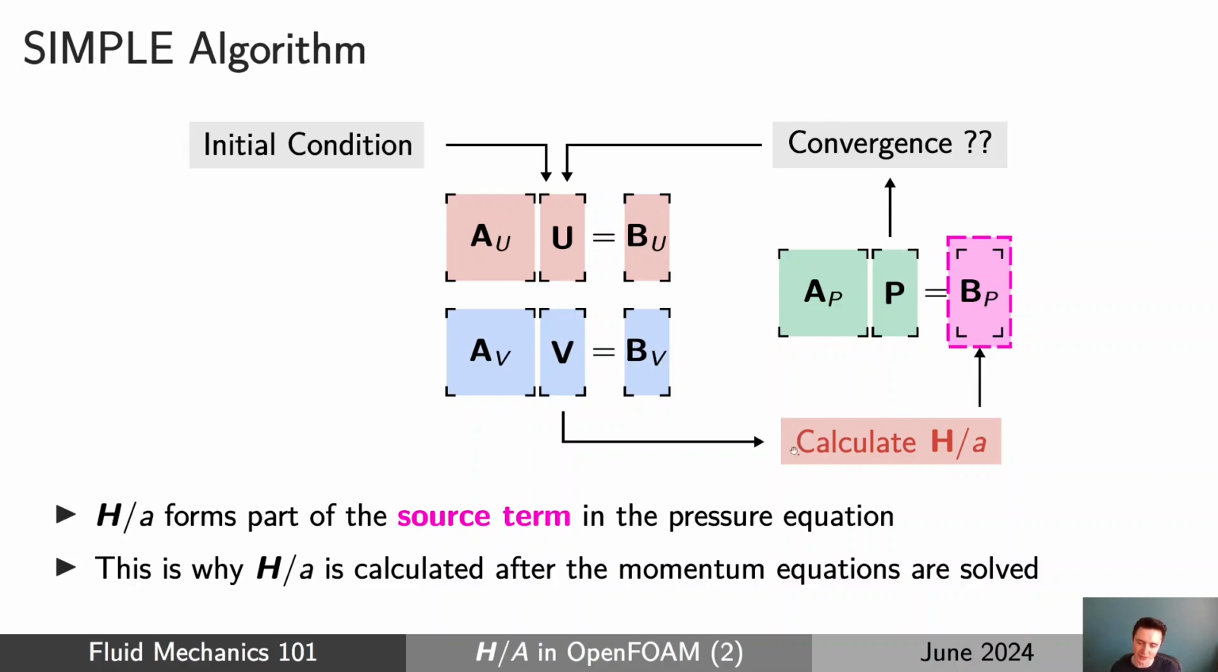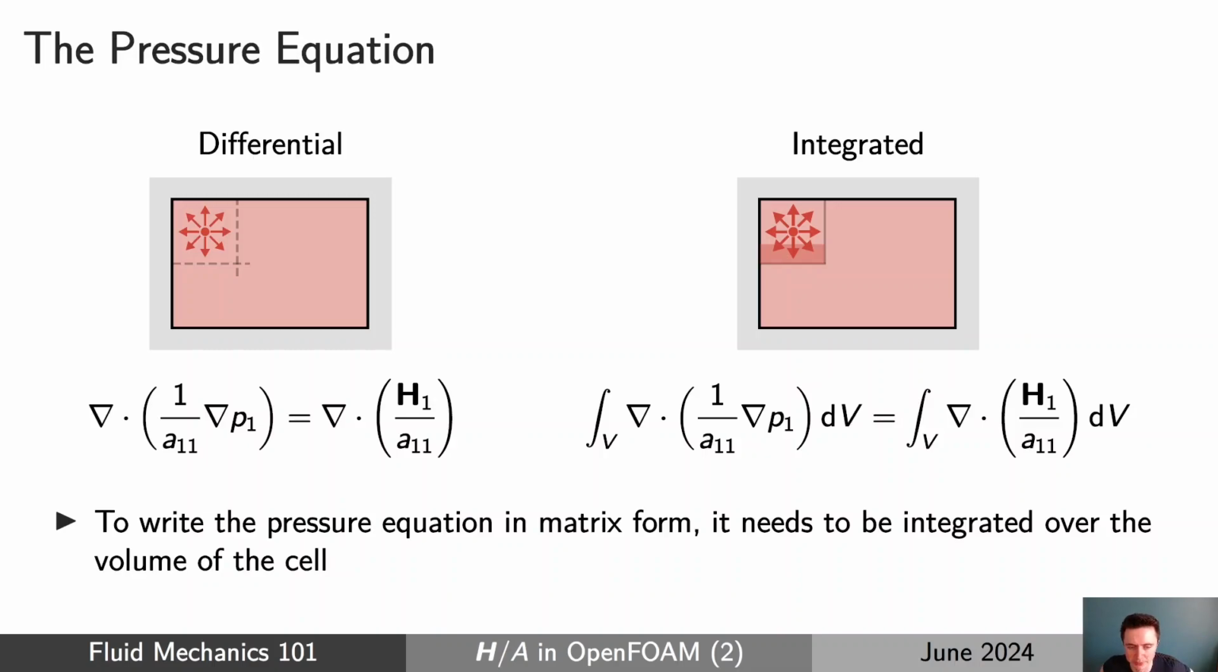And this is exactly why HbyA is calculated after the u and v momentum equations are solved. It's an explicit calculation because we need it for the source term. What is that source term?